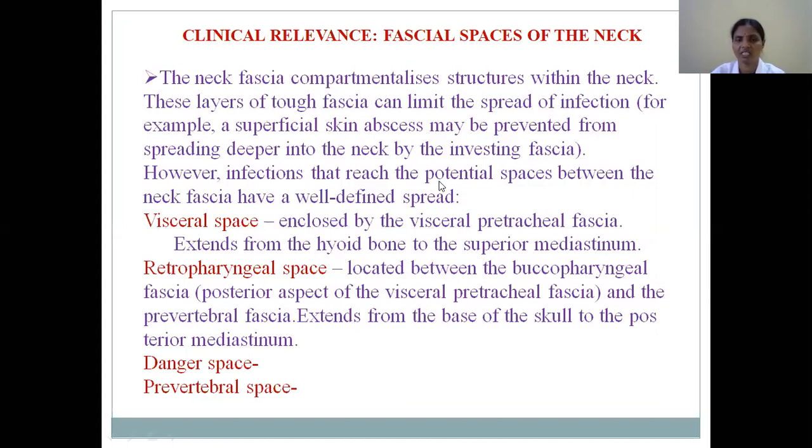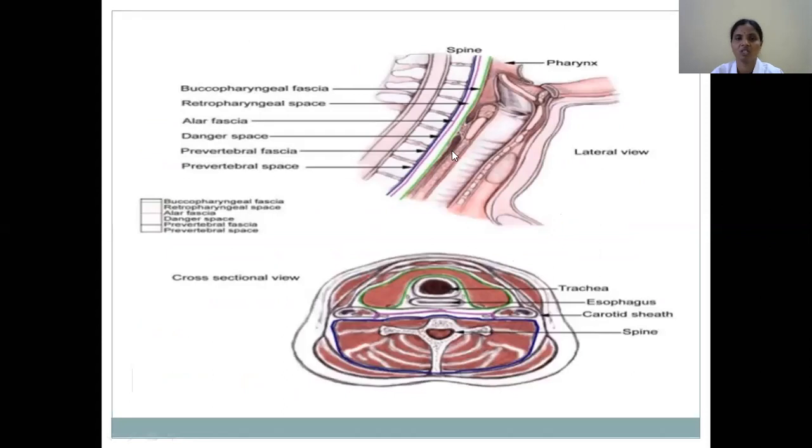What are the fascial spaces? As I told, the deep cervical fascia is enclosing the neck in the form of compartments. Among the compartments we have spaces. The visceral space, I told, encloses the gland, trachea and esophagus, and the retropharyngeal space is behind the pharynx. Then the danger space is between the splitting of the prevertebral fascia. Then the prevertebral space is just in front of the vertebral column and prevertebral layer.